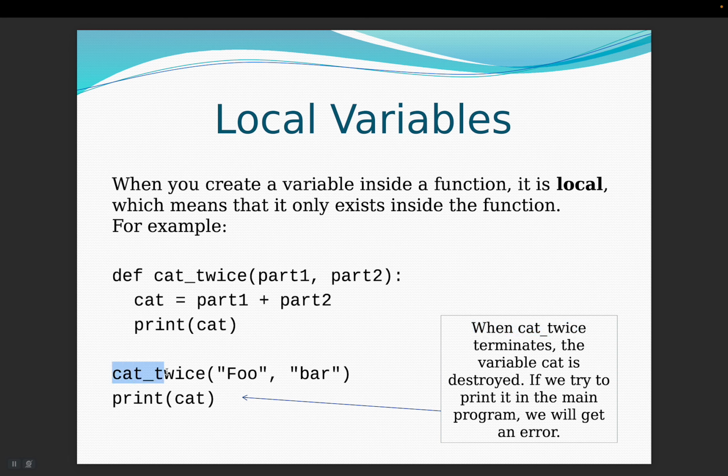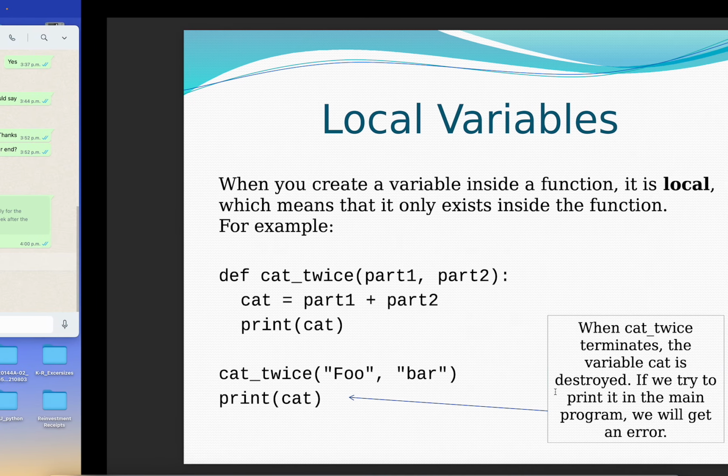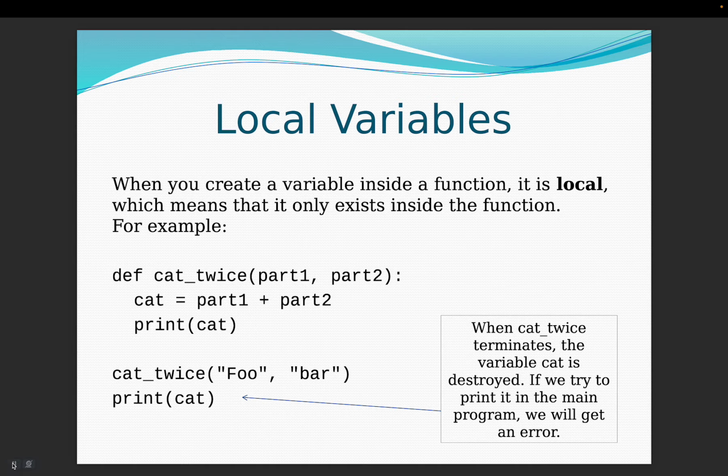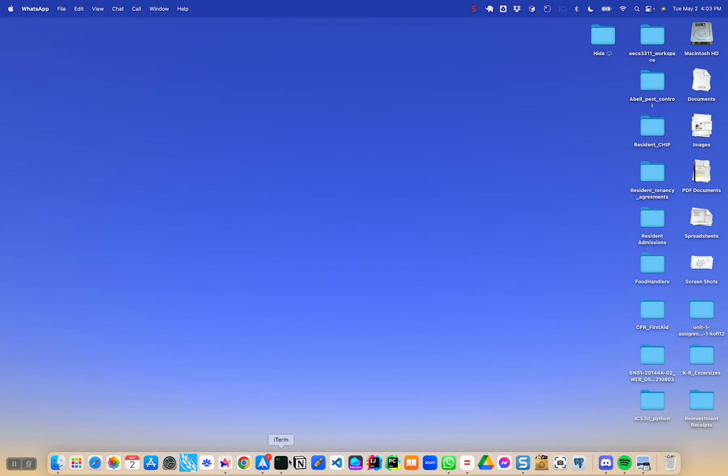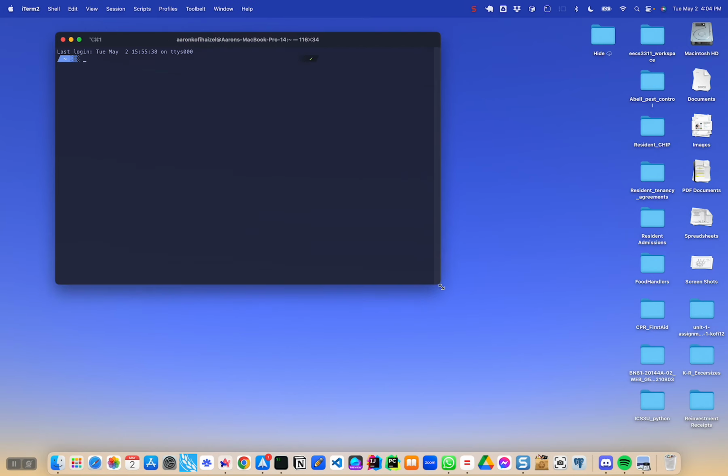So when we call this function, we go to the function definition and then it executes whatever's inside here. And then whatever variable is created inside the function is destroyed. So we can't call it outside of the function. So it says if we try to print it in the main program, we will get an error. So you know what, let's just try that out. I like to always try things out and see what we get. Okay, so let us get into the code.